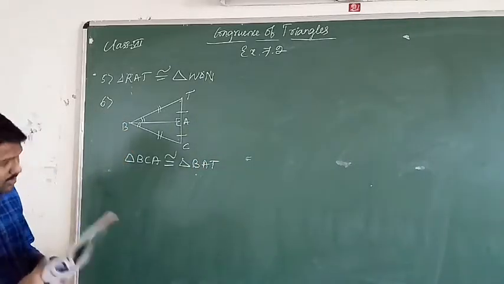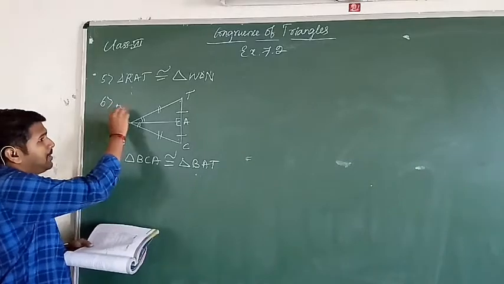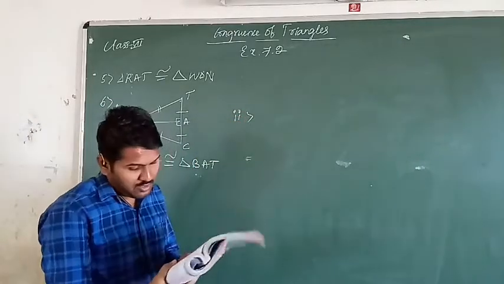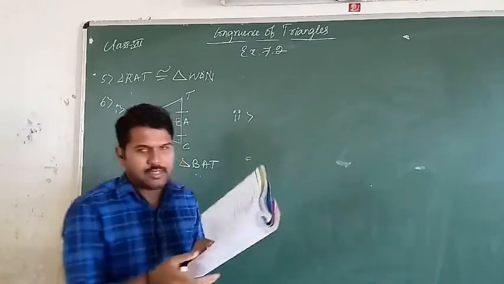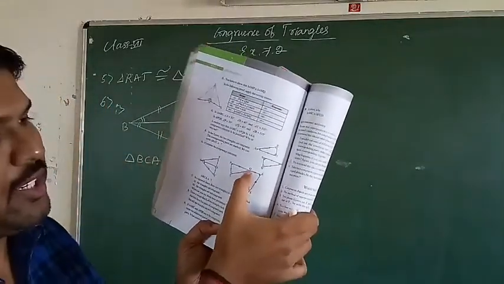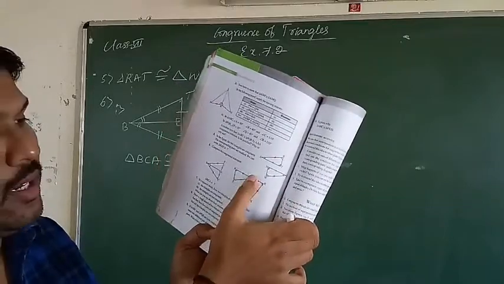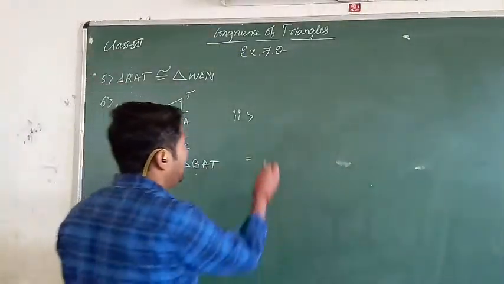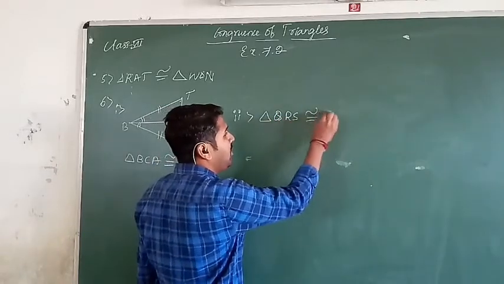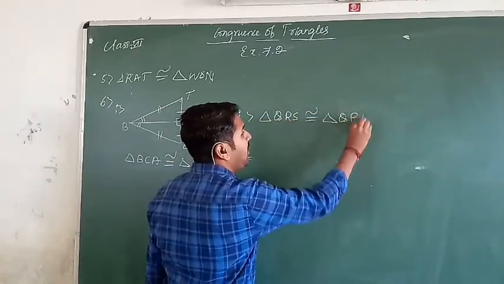Okay, so this is first one, and second one. In this figure they given QRS. So that is congruent to the remaining triangle QPT. So second one, triangle QRS is congruent to triangle QPT.